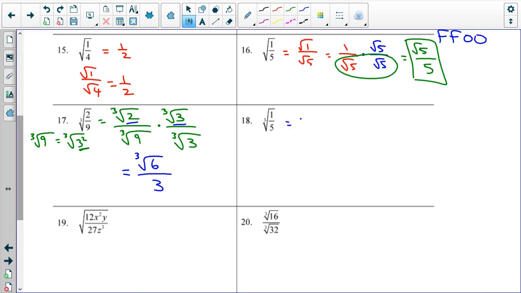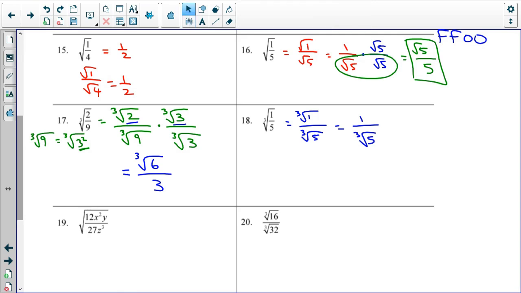18, the cube root of 1 over the cube root of 5 is 1 over the cube root of 5, because the cube root of 1 is just 1. Now, I only have 1 5 in the denominator. I need 2 more 5's in the denominator in order to get a group of 3 cube root of 5's in order to make it a nice number. So if I have the cube root of 5, I need to multiply it by the cube root of 25 in order to make the denominator a nice number.